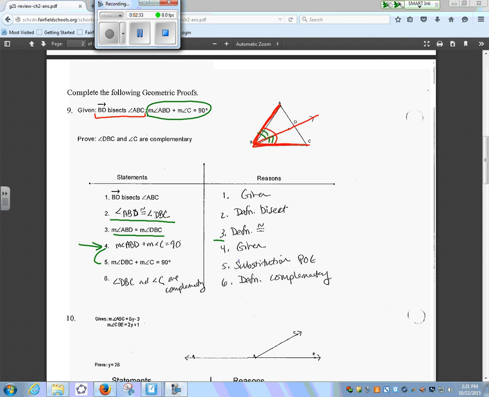So now from here to here, what happens? What happens from here to here? 90 stays the same. Angle C stays the same. Yeah, Emerson. Nope, and that's allowed because we already said they're equal. So you can knock that one out and replace it with DBC. That's substitution. And then since the measure of angle DBC plus the measure of angle C equals 90, then we can say they're complementary by definition of complementary. That make sense?